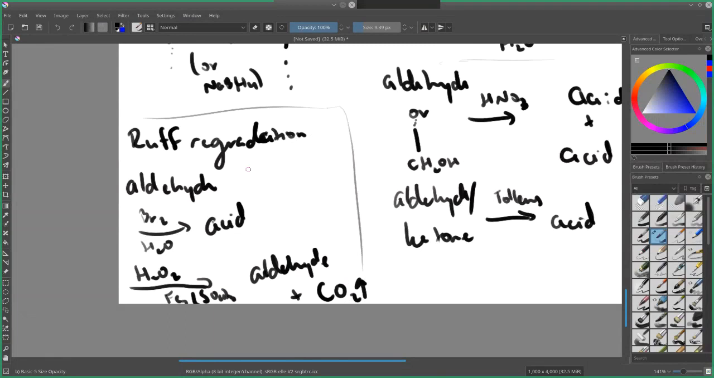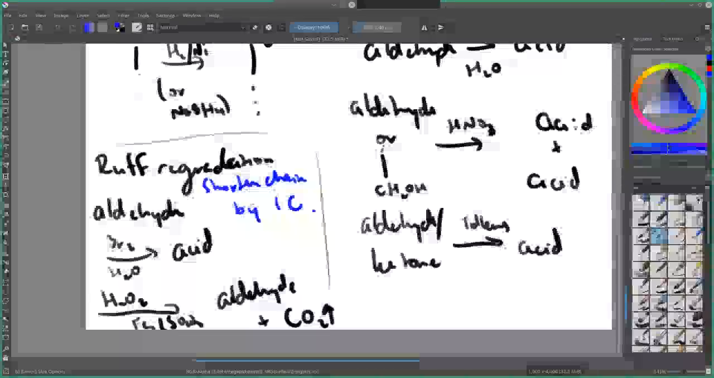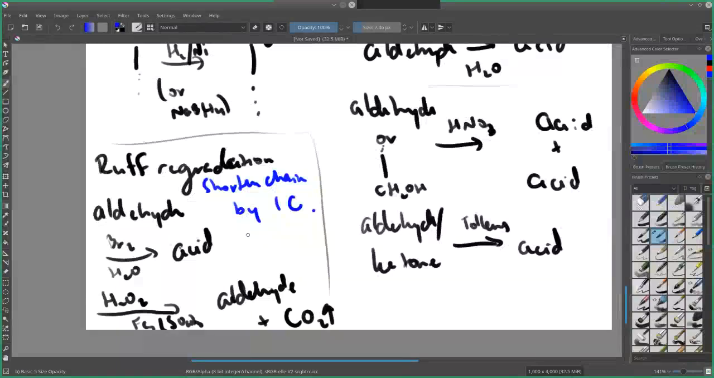So really what this reaction does is shorten your chain by one carbon, which is pretty useful, right? You can then degrade away your chain until you're left with like 3 carbons, and you could see the properties as you go along. So this is a useful way of analyzing your sugars.